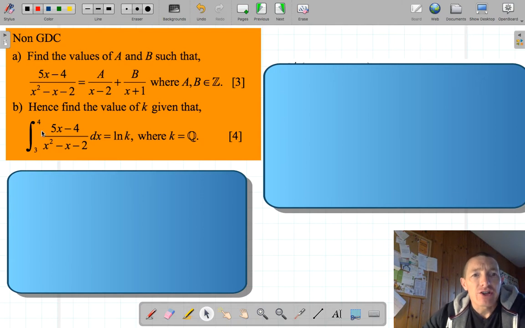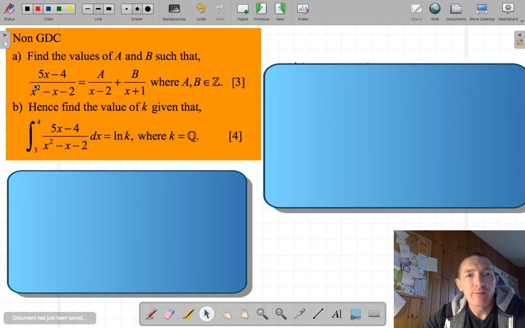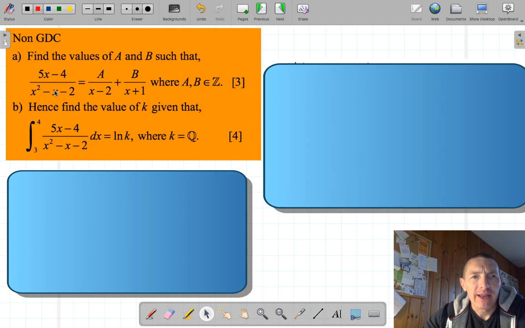Okay, we've got an integration question here, but it's pretty difficult to do part B. I can't really integrate that without having broken it up like they asked to in part A. So it's a scaffolded question where they want you to break this up. And this is called partial fractions, where we take this expression here and we break it up into two parts. And we've got A and B, they're both integers, which is quite neat. So how do we do this?